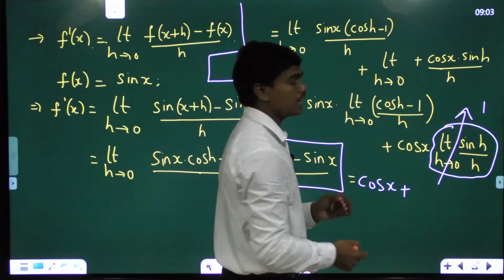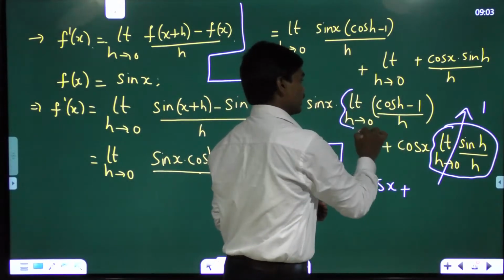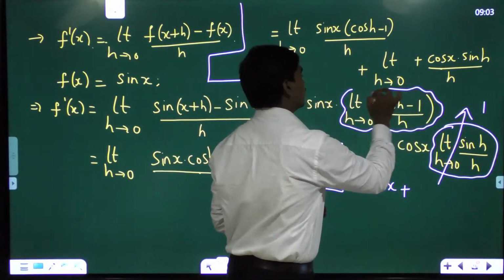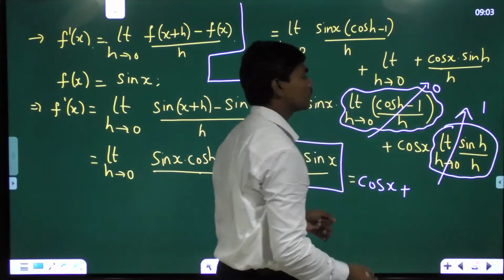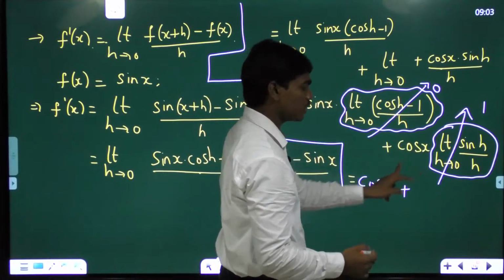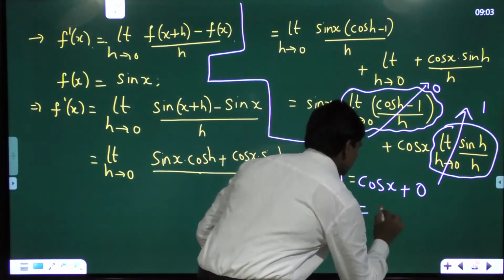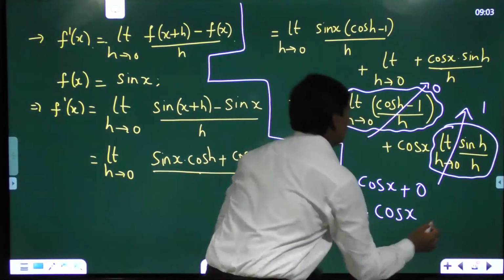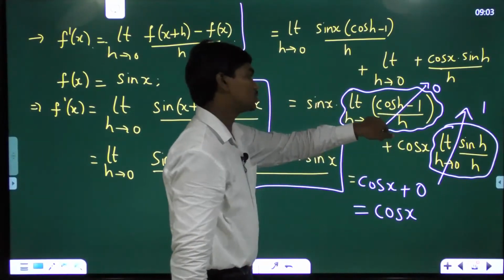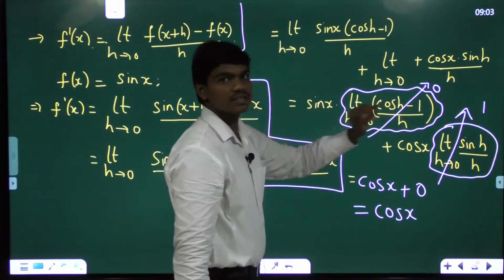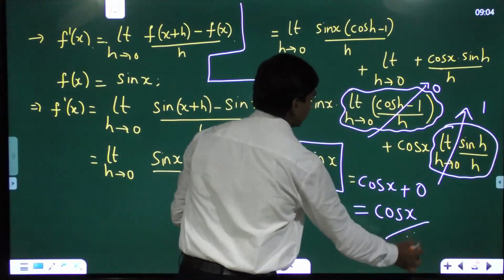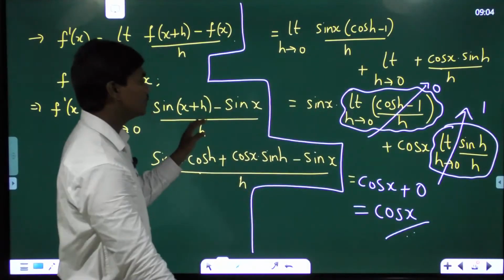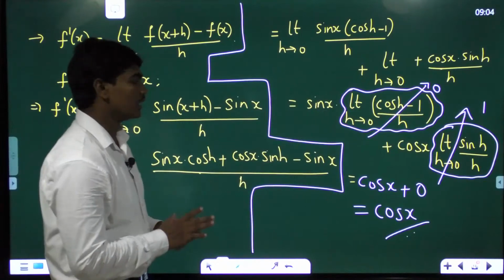And within a short time, I'll show you this limit h tends to 0 of (cos h minus 1) divided by h, the answer for this is 0. So 0 into sin x plus 1 into cos x will give you cos x. I'll show you now why this limit is 0. So that's how you can find the derivative of any function using this first principle of differentiation.